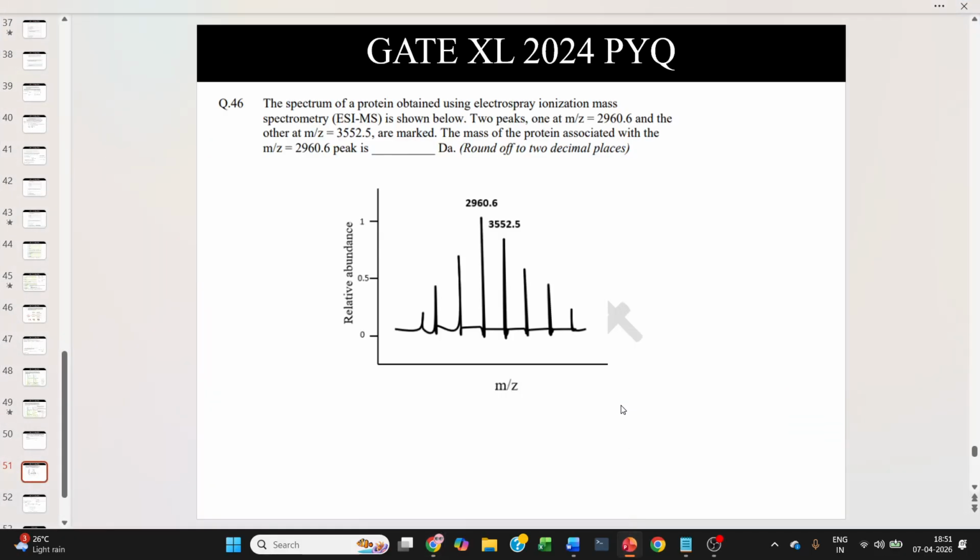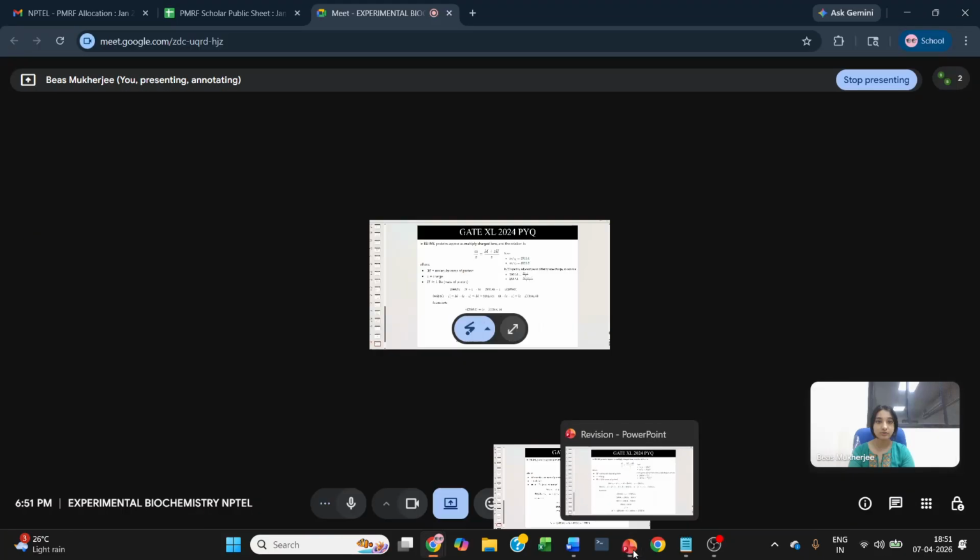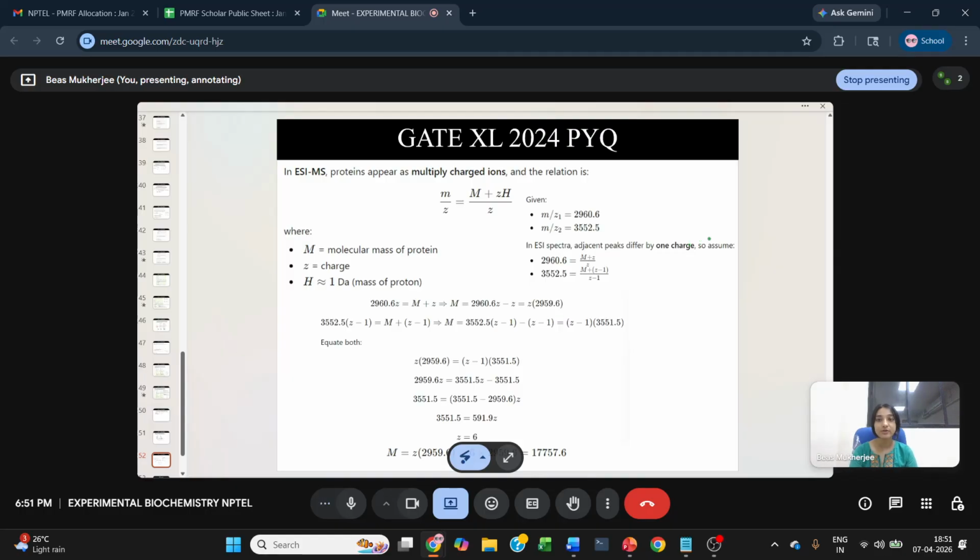Okay, so the relative abundance is given, m/z ratio is given. So what is going on here? Now they have asked you to calculate the mass. So how are you going to calculate? The ESI-MS proteins appear as multiply charged ions, and the relation is m/z is equal to capital M plus Z into H divided by Z. Where capital M is equal to molecular mass of the protein, Z you know it is the charge, and H is equal to 1 Dalton, that is mass of the proton. Correct. Now given m/z1 is equal to 2.9 kDa, and m/z2 that is 3.5 kDa.